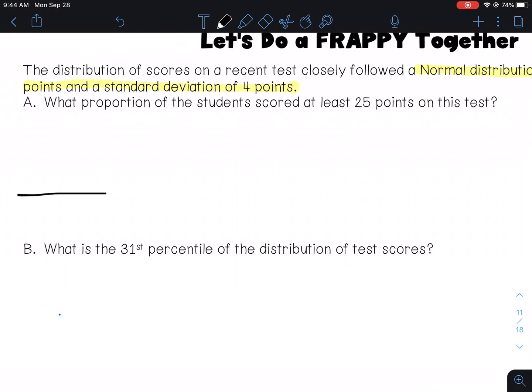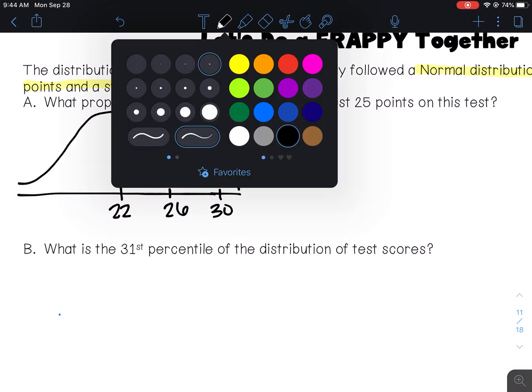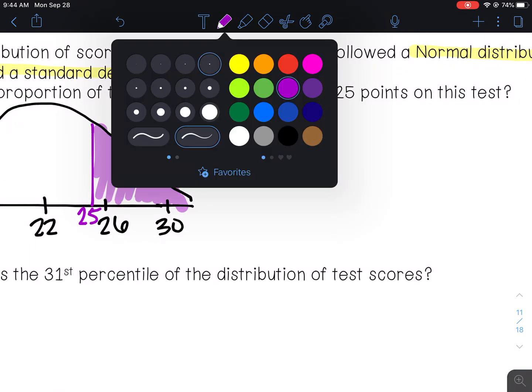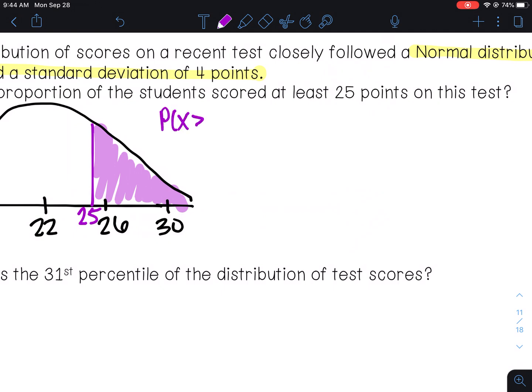So I'm going to first draw my curve, like I should on every problem. I have 22 in the middle. 25 is bigger, so I'm going to do my standard deviations to the right: 26 and 30. Then I'm going to shade where my value is. So 25 is right here, and I'm labeling that. I'm also going to shade, because I want at least, so I want above that. So I'm going to find, I already defined x, the probability that x is greater than or equal to, or greater than, here it doesn't matter, 25.